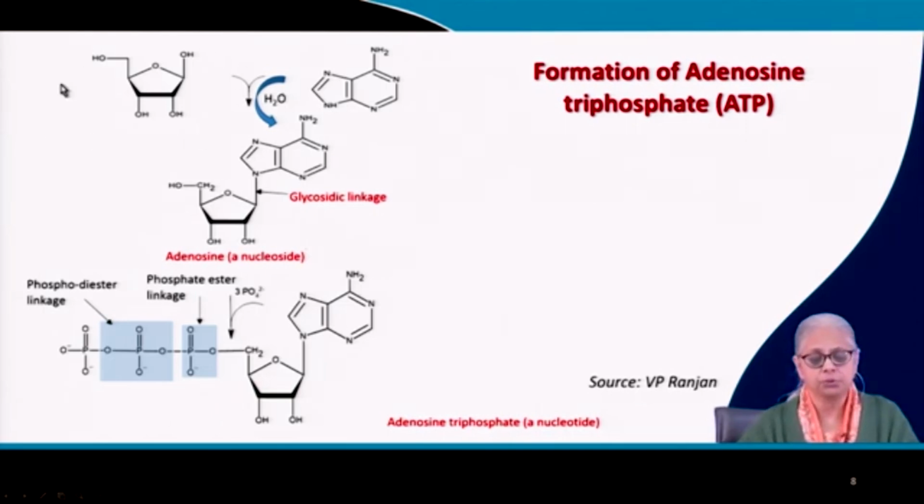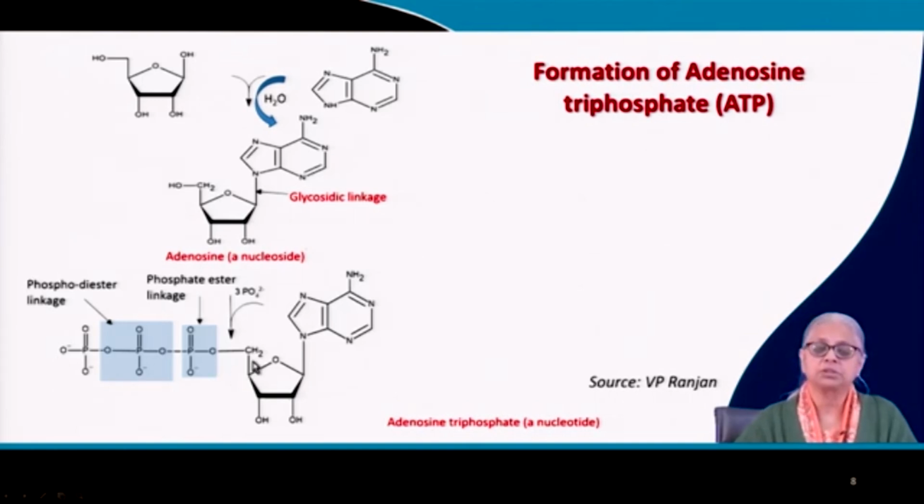So we have our ribose sugar, and the nitrogenous base adenine is attached at the C1 position by a glycosidic linkage. This together forms adenosine, which is a nucleoside. So the sugar plus nitrogenous base is your nucleoside.